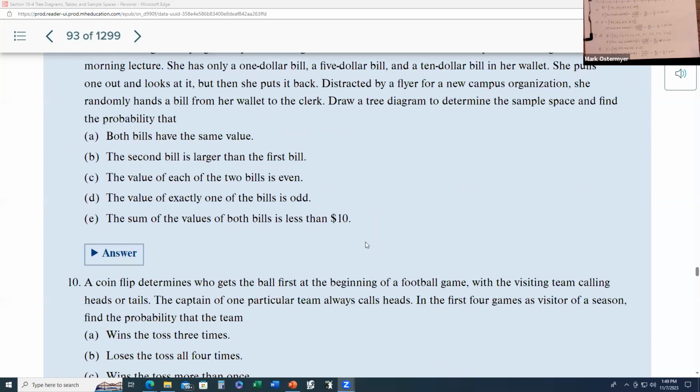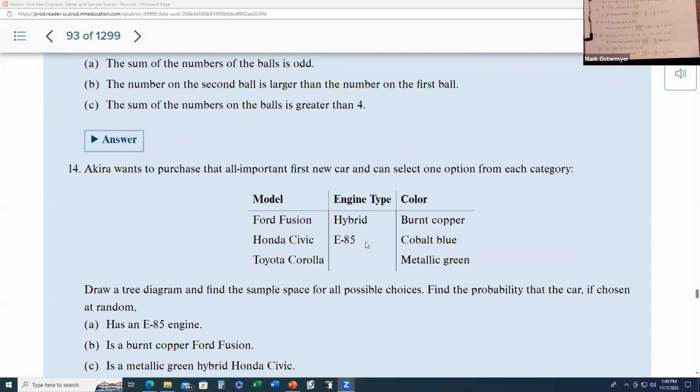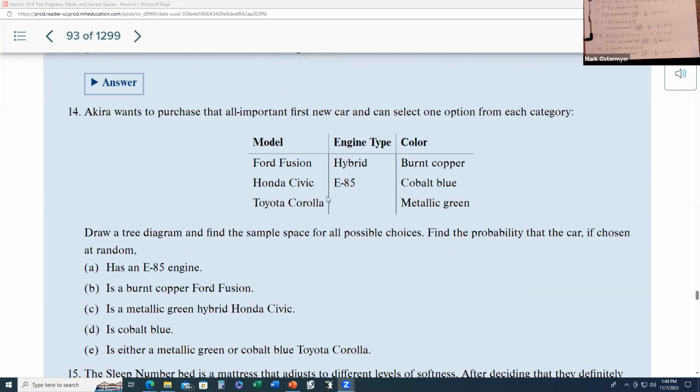Number 14, you can do this one for classwork. And I don't care if you build a tree or make a table. It's up to you. I'll leave that up to you.